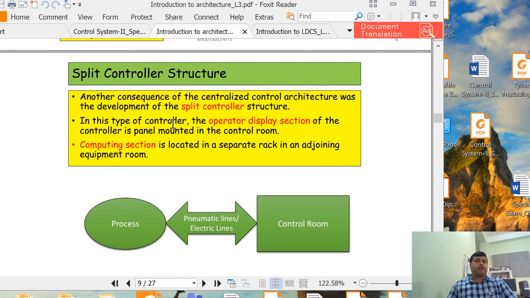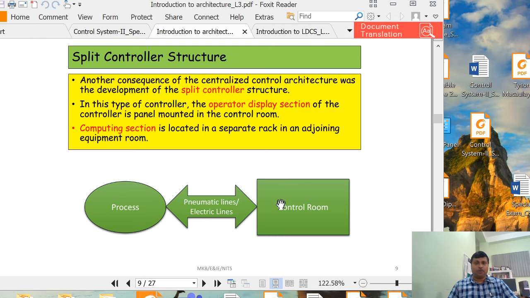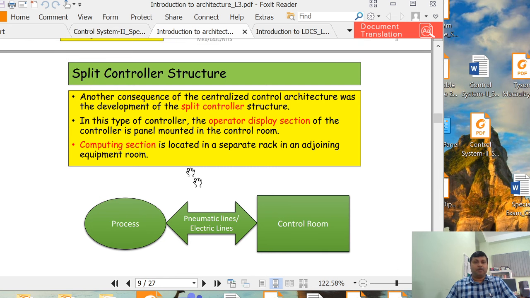Fine. And at that time, another concept came, which is known as the split controller structure. What is the meaning of that? Suppose you have the process and you have the control room, and this process and control room are connected either by pneumatic lines or by electronic lines. Another consequence of the centralized control architecture was the development of the split controller structure. In this type of controller, the operator display section of the controller panel is mounted in the control room, and the computing section is located in a separate rack in the adjoining equipment room. Okay, so you have the control room, divided into two parts. One is separated for the computing section, and another part is where the operator will sit to see the display to monitor the different variables in the plant.